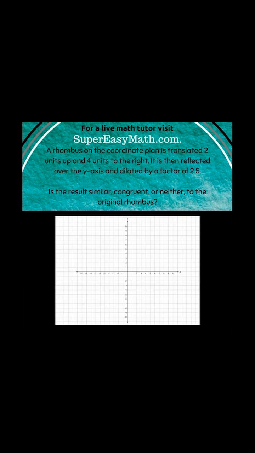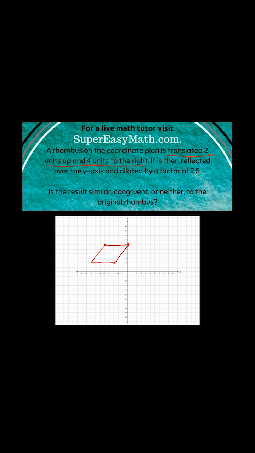So I have a coordinate plane here, and we are going to model this out enough to get the point across. So a rhombus is the same thing as like a kite. So I have drawn a rhombus on our coordinate plane, and our directions say consider it being translated 2 units up and 4 units to the right.